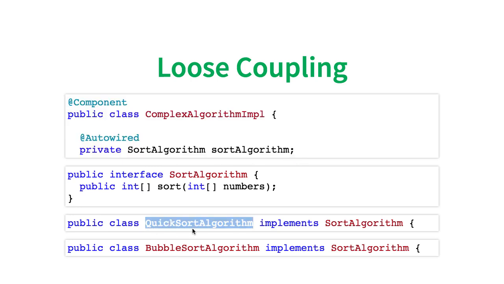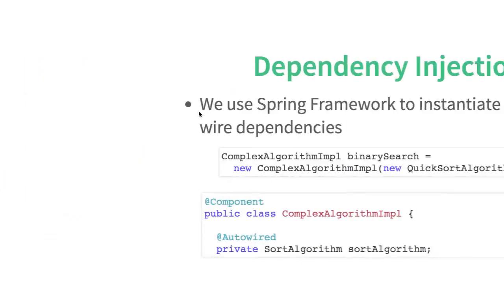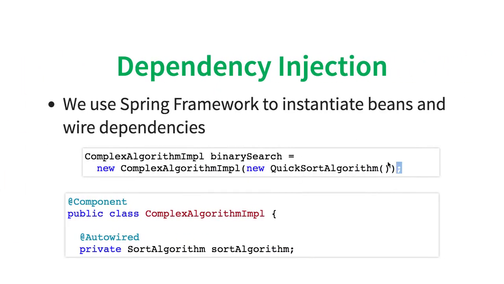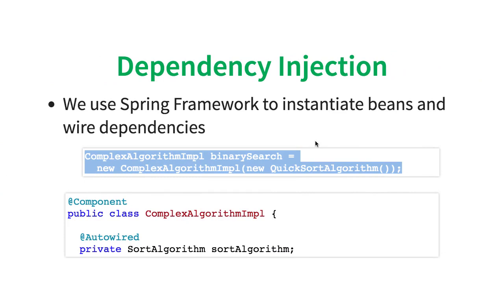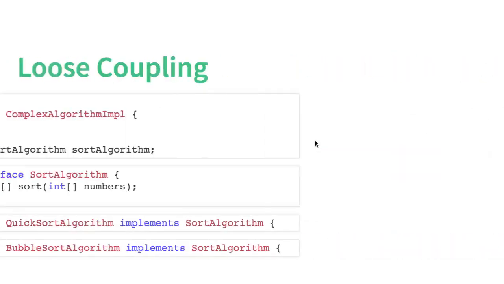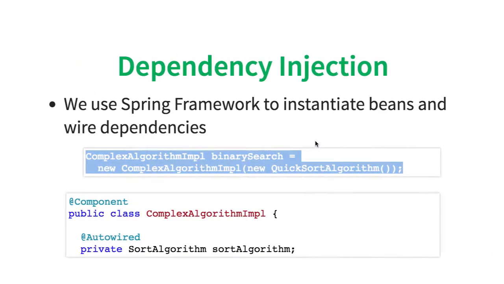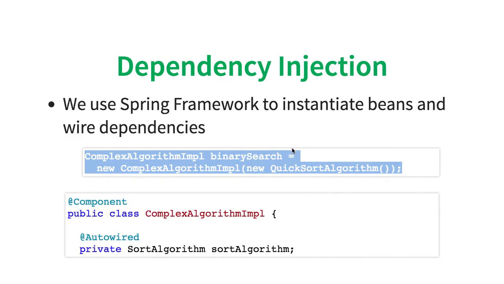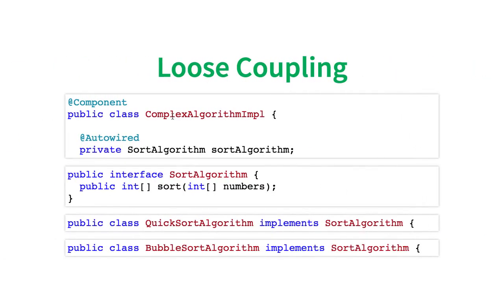So let's say I want to use quicksort algorithm, I put @Component on it. What Spring Framework does is it would find the quicksort algorithm, it would inject it in, and it would create an instance of the complex algorithm IMPL. So whatever code you are seeing in here is what Spring Framework does. Now this is called loose coupling, and whatever is happening in here is dependency injection. So you have a component and it has a dependency called sort algorithm. Spring Framework finds that dependency and injects that in.